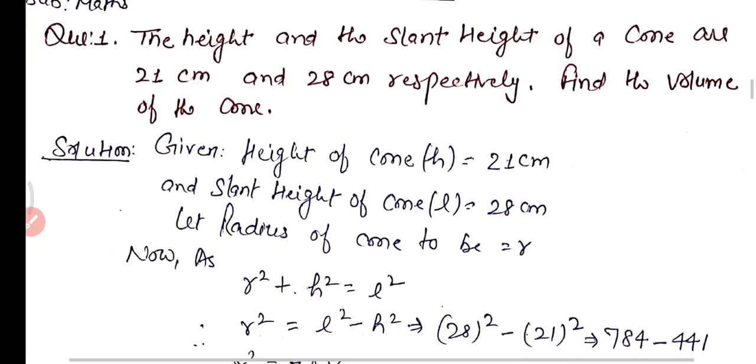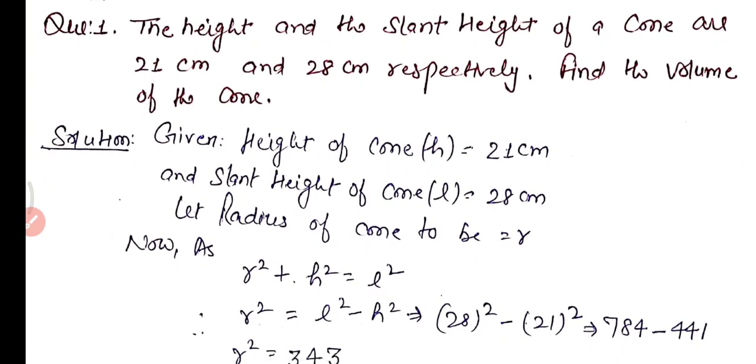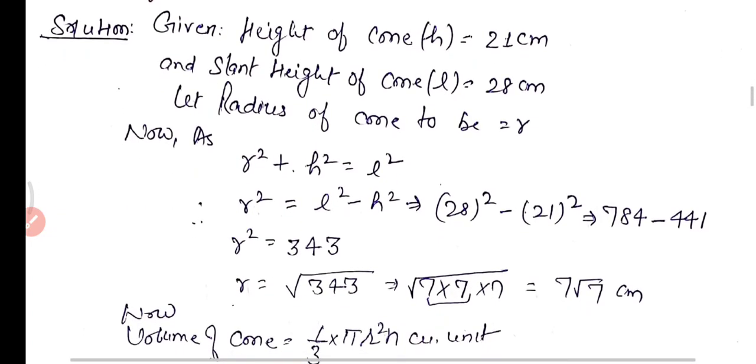And in the first question, the height and the slant height of a cone are 21 centimeter and 28 centimeter respectively. Find the volume of the cone. So we are given the height and slant height of the cone. So given height of the cone is 21 centimeter and slant height of the cone is 28 centimeter. So let the radius of the cone be r.